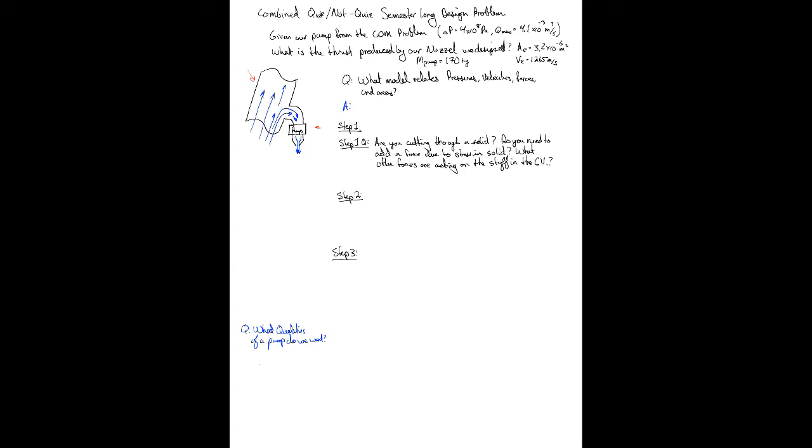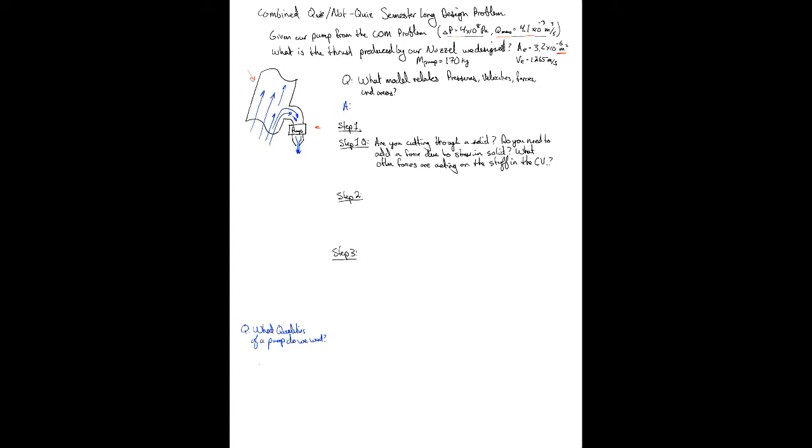So I think I told you about the pump I found, which was a delta P of 4 times 10 to the 8 pascals with a Q max of 4.1 times 10 to the negative third meters cubed per second. And we want to know what is the thrust produced by our nozzle we designed. So we designed a nozzle that, using conservation of mass, had an exit area of 3.2 times 10 to the negative 6 meters squared, which, if we remember right, was like a 2 millimeter diameter nozzle.